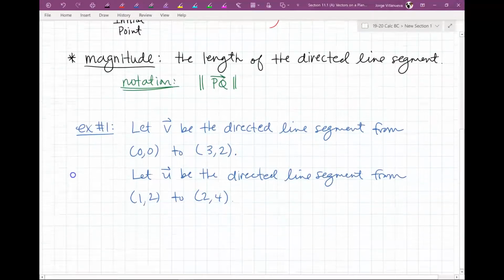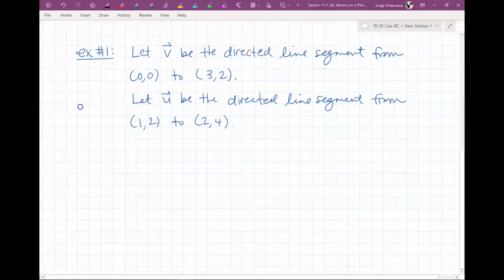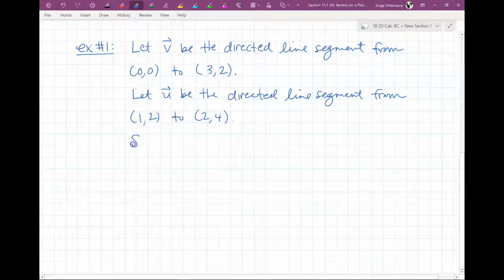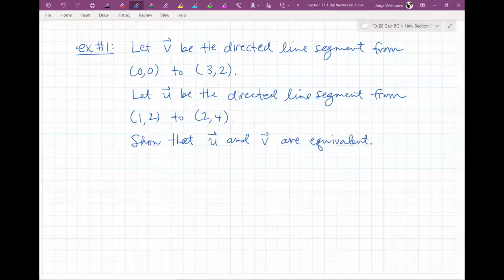Okay, so we got two vectors. Show that vector U and vector V are equivalent. So remember, a vector is considered a number with direction, right? So what I got to do is prove that both of these vectors are going the same direction. And I got to prove that both of these vectors have the same magnitude.